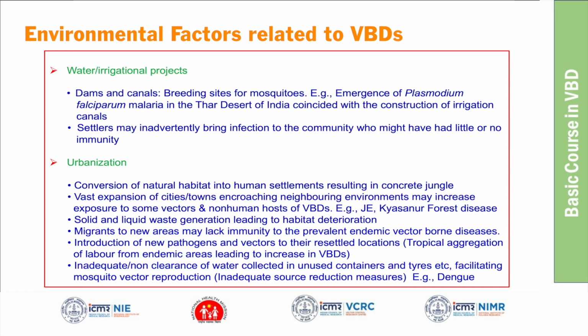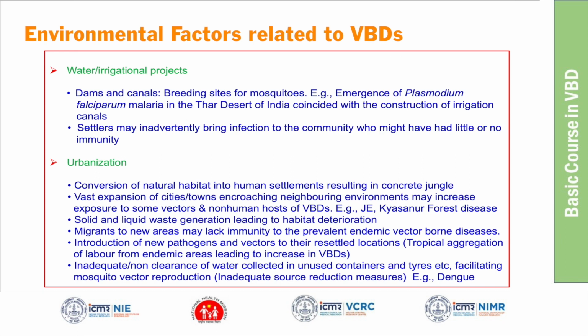Then the major breeding habitats would be the water storage containers and all. So this expansion of major cities, also encroaching on the neighboring population environment, increases exposure to vectors and non-vectors, also non-human hosts also. And many such cases have been observed, especially some of the JE cases are also reported in urban areas because of large water collection after rains, and then you find breeding of Culex vishnui group mosquitoes.